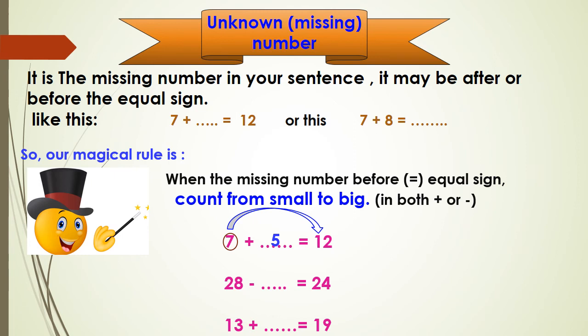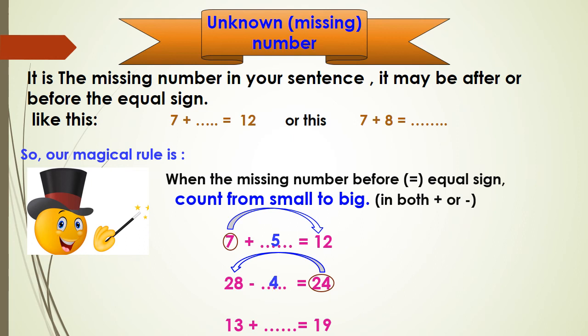The next one, 28 minus what equals 24? We said we count from small to big. Small number here is what? 24. So we will count from 24 to 28. All of you count with me. After 24, 25, 26, 27, 28. How many fingers do we have? 4. So we will write 4.